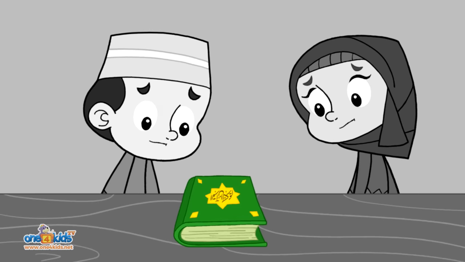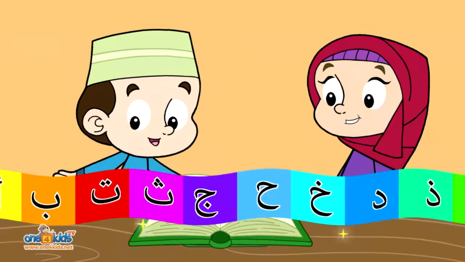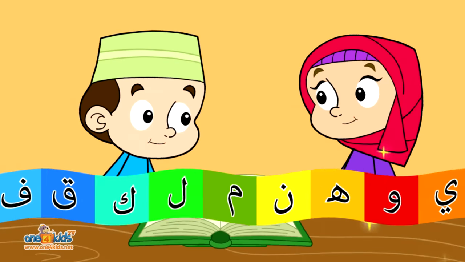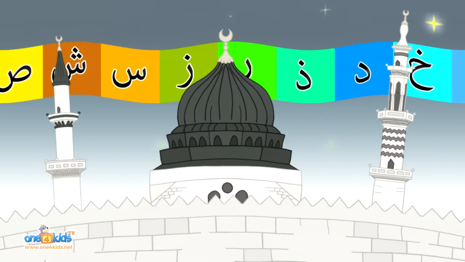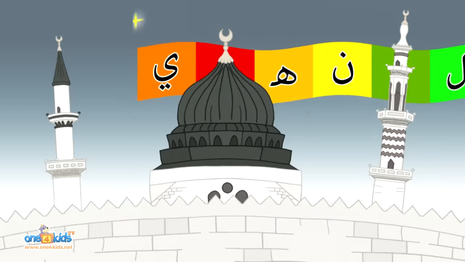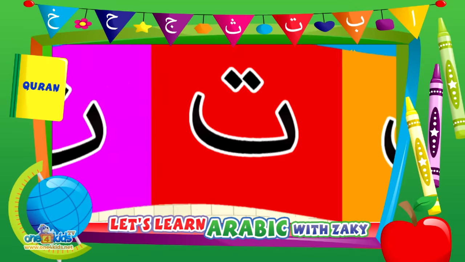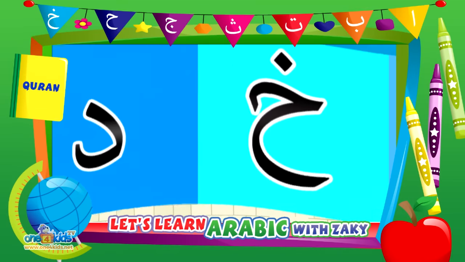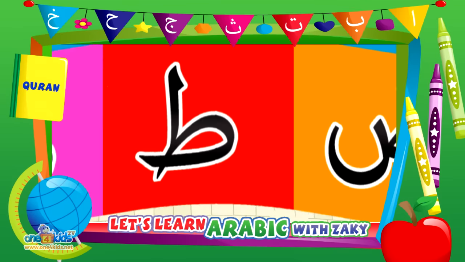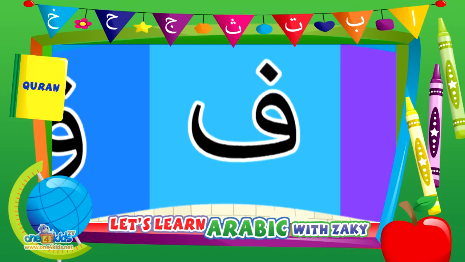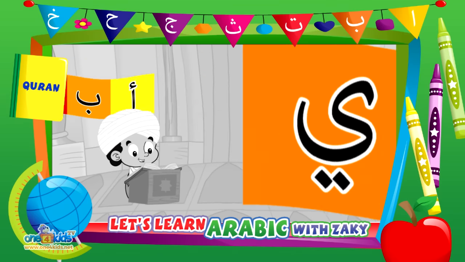We're learning the Arabic alphabet so we can read and learn Al-Quran, the language of our beloved Muhammad, the last prophet sent from Allah. It goes Alif, Ba, Ta, Tha, Jim, Ha, Kha, Dal, Dhal, Ra, Zain, Sin, Shin, Sad, Dad, Ta, Dha, Ain, Ghain, Fa, Qaf, Kaf, Lam, Mim, Nun, Ha, Waw, Ya.